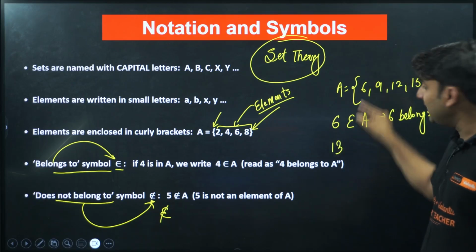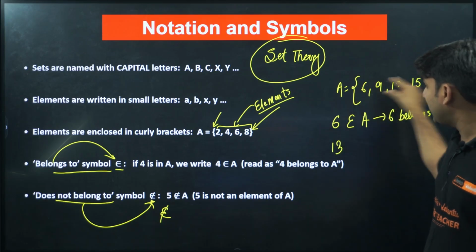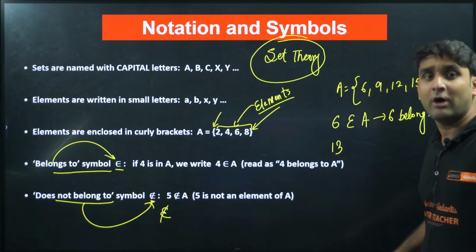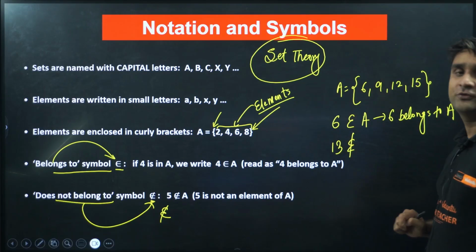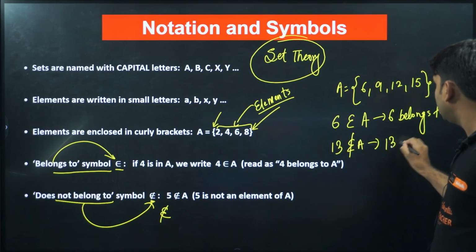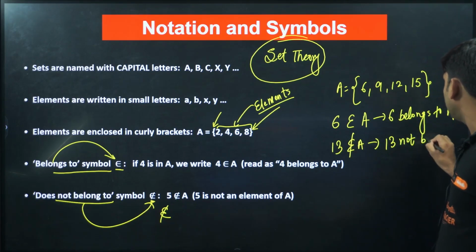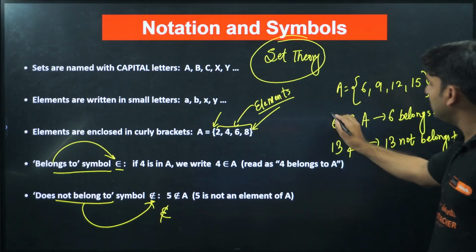Now if I ask you, what about 13? Is 13 an element of this set? 13 is not present in this set. 13 is not an element, so 13 is from outside of this set. So it will be represented as not belongs to: 13 not belongs to A. So in words we can say 13 not belongs to A. I hope this is clear to you.